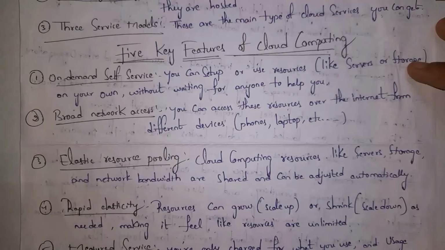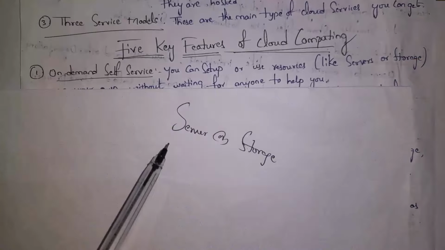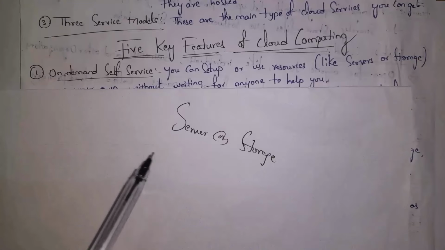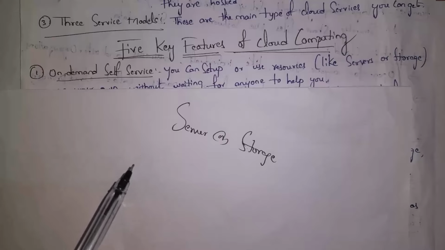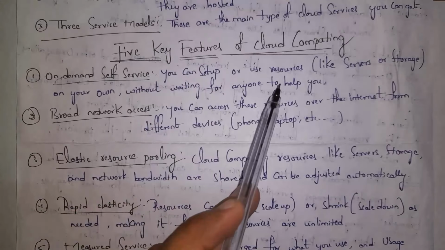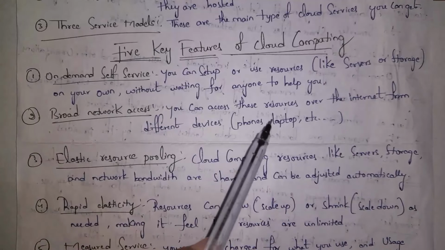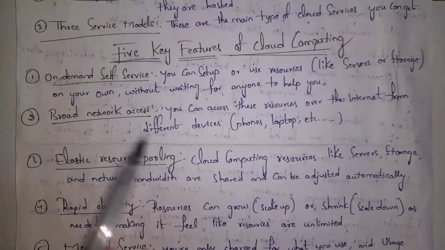And the first one is on-demand self-service. Guys, whenever you take a server for rent in cloud, then you can automatically set up the server. There is no need of taking others' help. So in cloud, you can set up resources by yourself. You can set up or use resources like servers or storage on your own without waiting for anyone to help you.